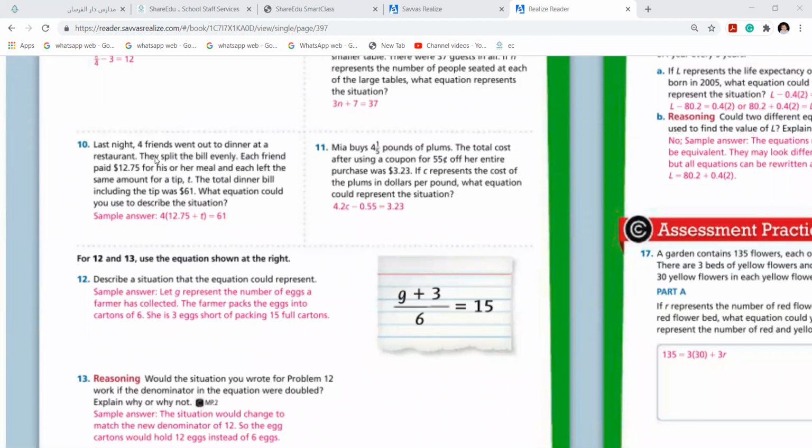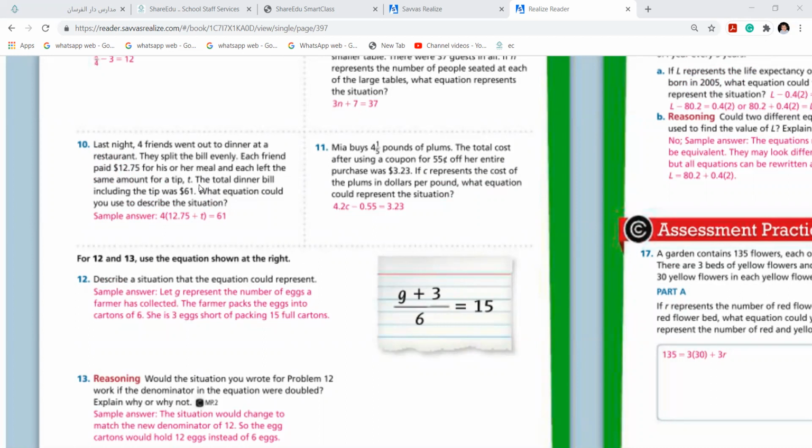Last night, four friends went out to dinner at a restaurant. They split the bill evenly. Each friend paid 12.75 for his or her meal, and each left the same amount for a tip. The total dinner bill including the tip was 61. What equation could you use to describe the situation?